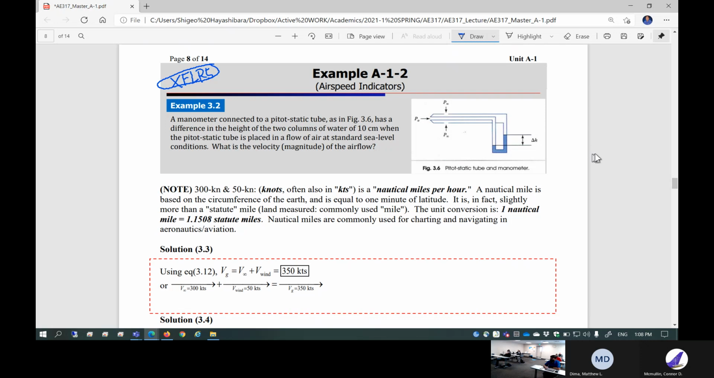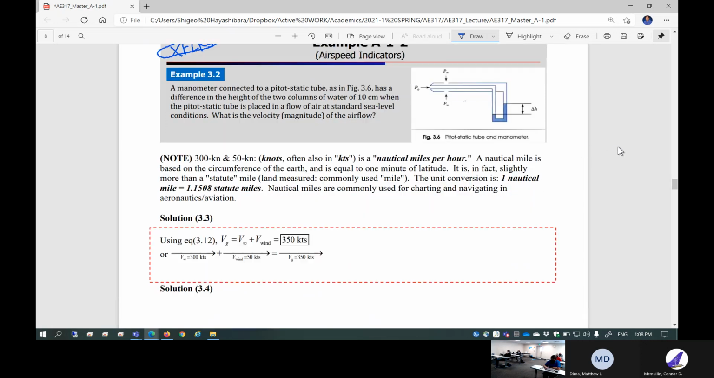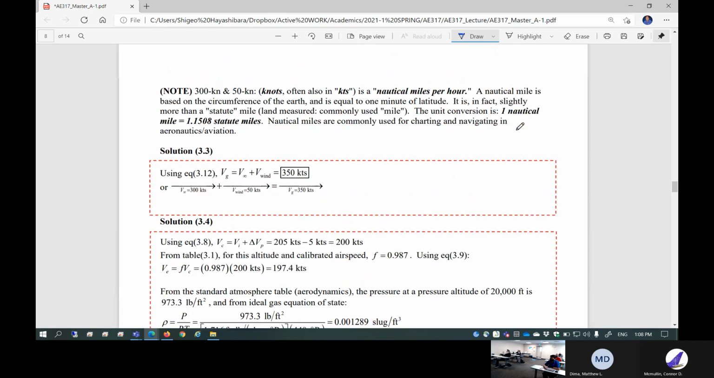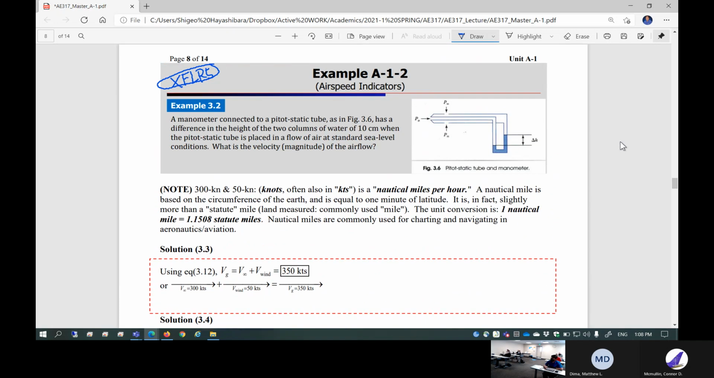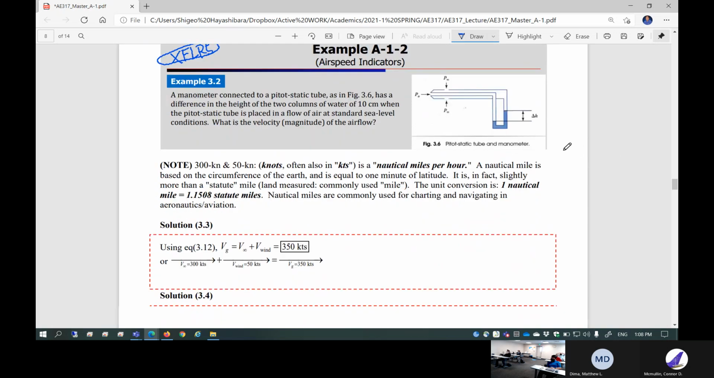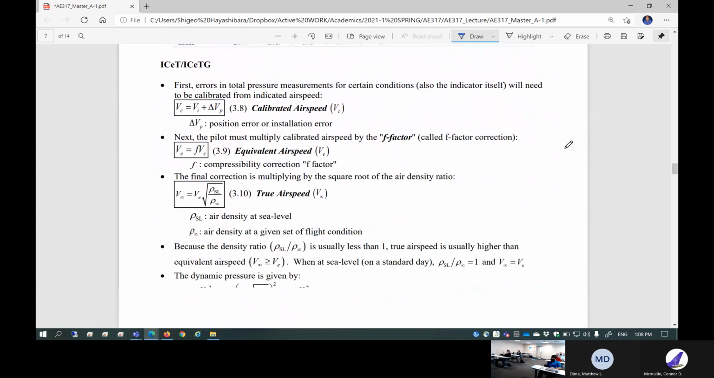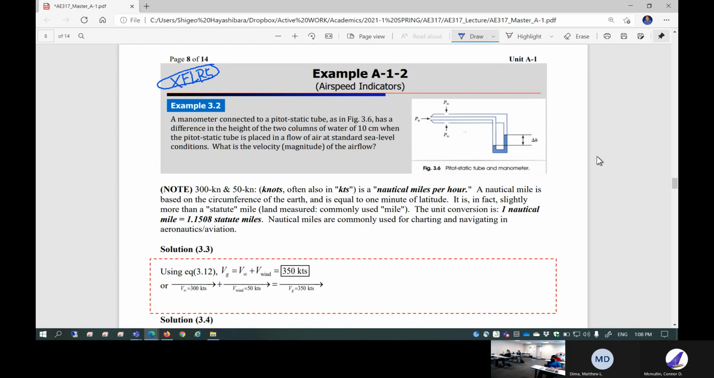So let's just do something. I just keep talking. Well, actually, 5 more minutes to go. So I don't think I can do this. Wait a minute, I'm showing master notes to you. Let's just take a look at the master notes. A manometer connected to a pitot-static tube, as in the figure. Wait a minute, didn't I do that? It's like a déjà vu. There's a difference in the height of the 2 columns of water, 10 centimeters, and so on. What is the velocity of the airplane? Didn't I do that? What's the point? Is this like a big typo? This is 3.2. This is 3.2. Wait a minute. Same example.